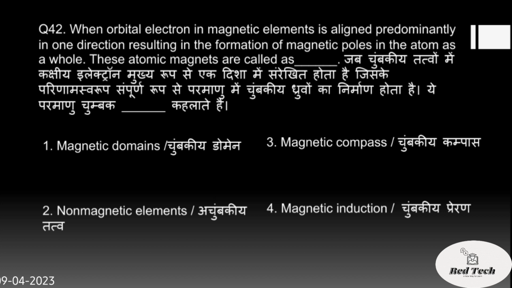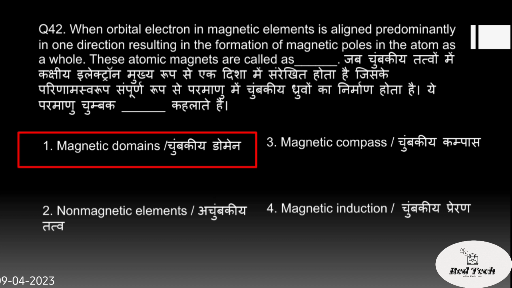Option 1 is magnetic domains, option second is non-magnetic element, option third is magnetic compass, option 4 is magnetic induction. So the right answer is basically option number 1, which is magnetic domains. They behave like an atomic magnet and that are called magnetic domains.